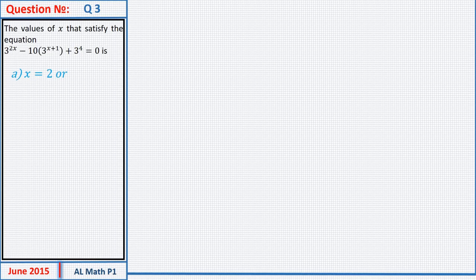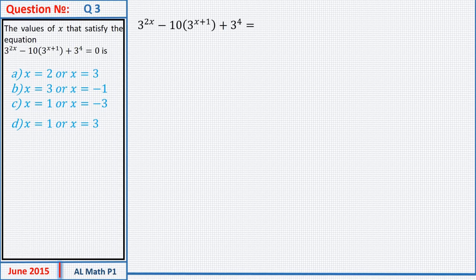Okay, question 3. Question 3 says the values of x that satisfy the equation 3 to the power 2x minus 10 times 3 to the power x plus 1 plus 3 to the power 4 equals 0 is. So here they're asking us to find the different solutions of x that, when we put them here, we'll have 0, and they've given us the different answers. So what we can identify is that this is an indices question. So we'll start by simplifying it.